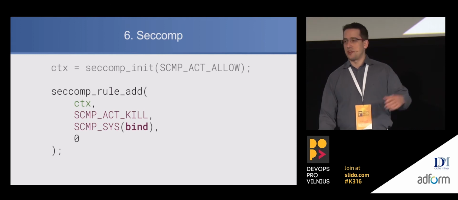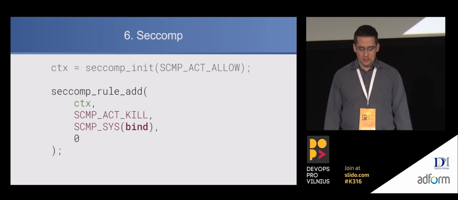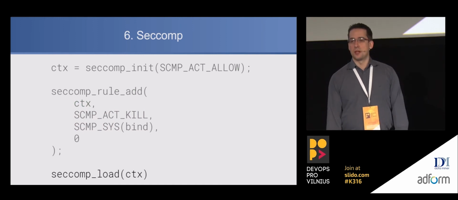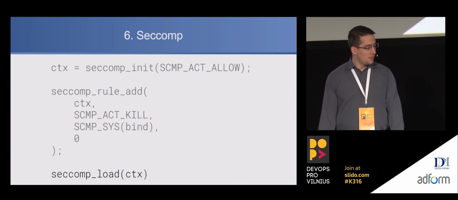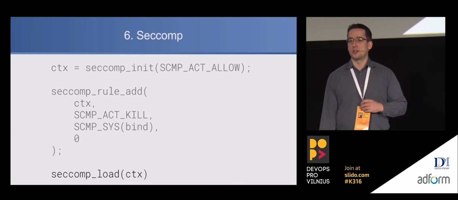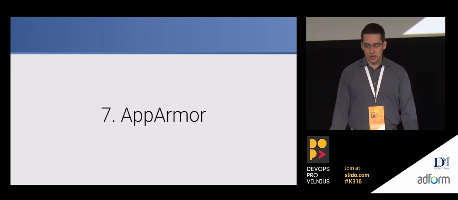But you can do stuff like make a callback so you can do proper logging, etc. And finally, you say seccomp load. Afterwards, if you try to use the bind system call to, for example, do a telnet, which we're going to see in the demo, then you will see that it will not work, because the kernel is going to say, nope.